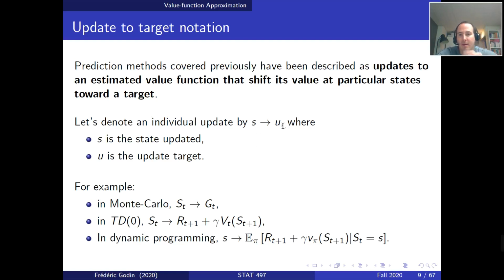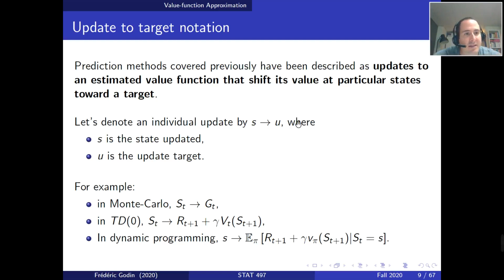Okay, so for practically all, or even all algorithms seen earlier, every time we observed some new information, so the end of an episode or a new reward or something like that, then for one state, we shifted the estimated value of that state slightly in the direction of what we call the target. Okay, so here that is the target.